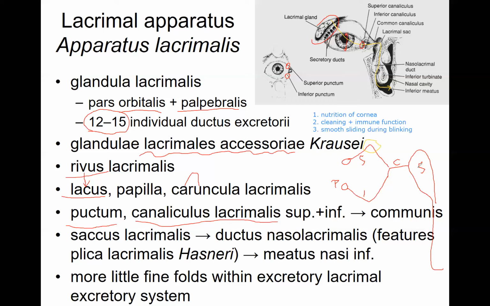Okay. So then from the sac it goes through the nasolacrimal duct into the inferior nasal meatus. Inside you can find many little fine folds. The folds possess eponymic names. Do not learn them, it is not important. So that's it for the lacrimal apparatus.